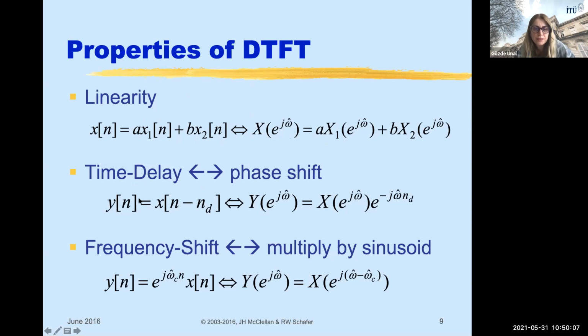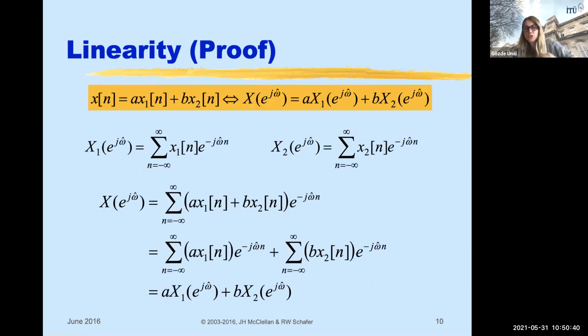Time delay a signal, and its Fourier spectrum is affected with a phase shift. Remember, this exponential affects the phase component of the spectrum. Then frequency shifts here on the Fourier side: if you shift the frequencies by omega hat c, on the time domain side you multiply by a complex exponential, a complex sinusoid. Here are the derivations for these.